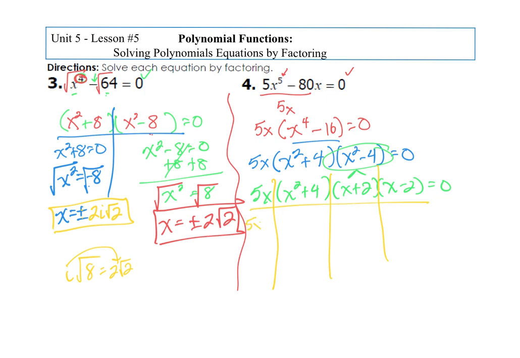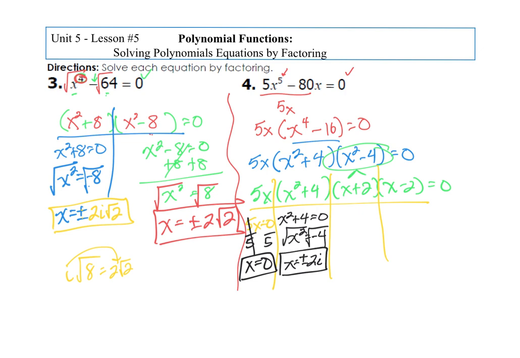Now over here, we would say 5x equals 0. To solve for x, we would divide by 5, and 0 divided by 5 is still 0. That's one answer. In my next section, I have x squared plus 4. That factor, to get its answer, we have to set it equal to 0. So we would minus 4 from both sides, and 0 minus 4 is negative 4, and then square root both sides. Well, that gives us x equals plus or minus, because we're doing a square root. The negative comes out as an i, and the square root of 4 is 2, so it's plus or minus 2i.